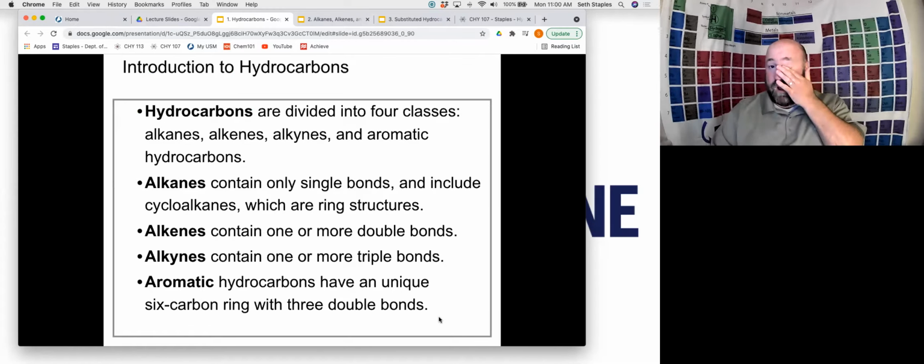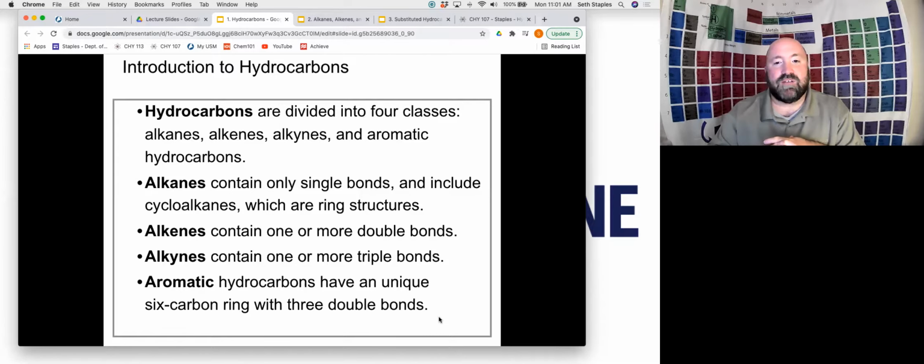We divide hydrocarbons into 4 basic classes: alkanes, alkenes, alkynes, and what we call aromatic hydrocarbons. Alkanes contain only single bonds. They also include what we call cycloalkanes, which is a carbon chain connecting in a ring. Alkenes contain 1 or more double bonds, and alkynes contain 1 or more triple bonds.